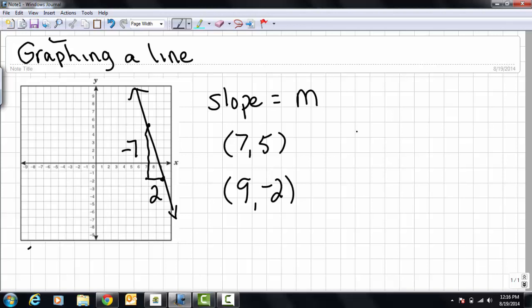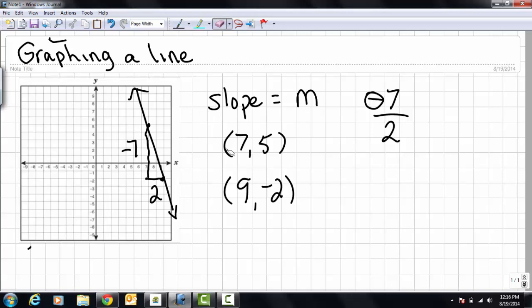And so, what is my new slope going to be? My change in y was 7, but I went down, so it's a -7. And my change in x was 2. It's a +2. So go from the left point to the right point. If I have to count down, it becomes negative. And if I have to count up, it's positive.